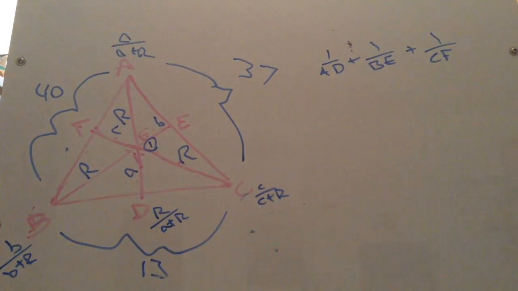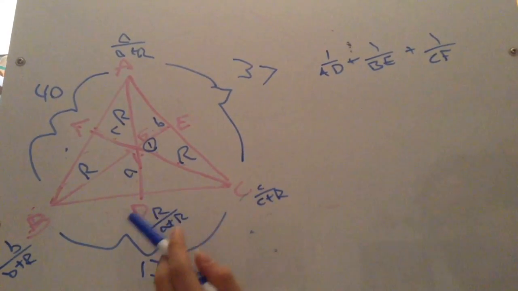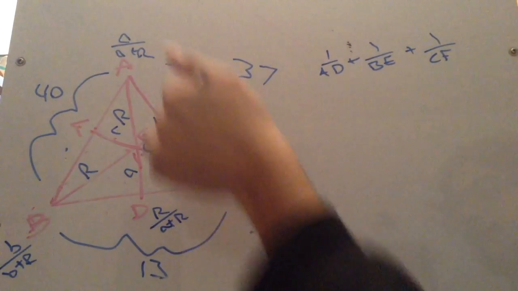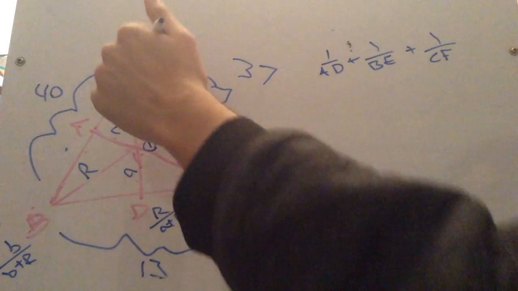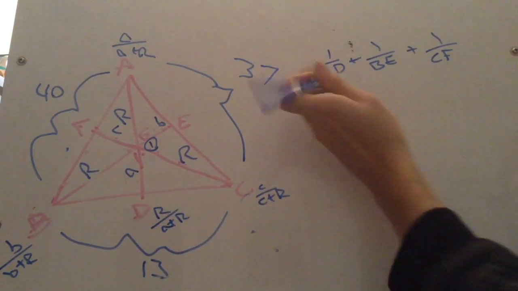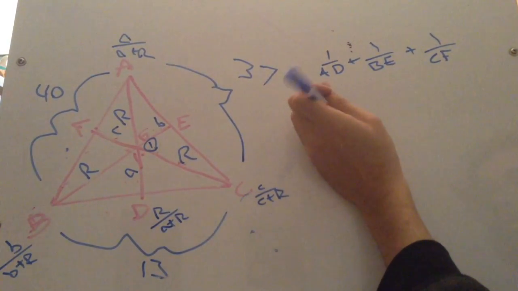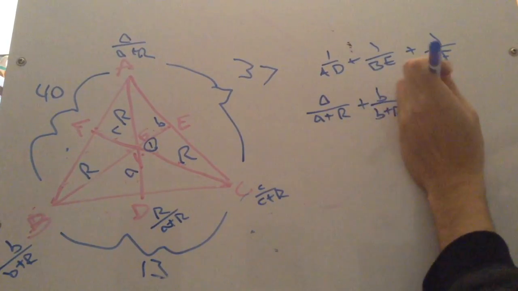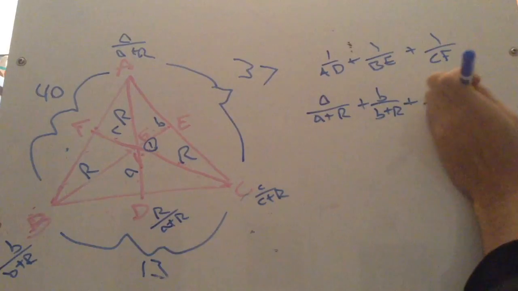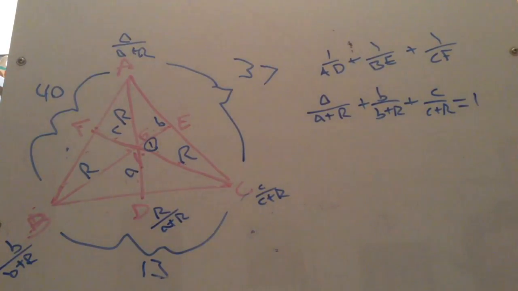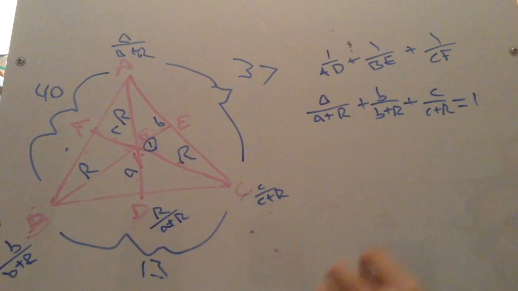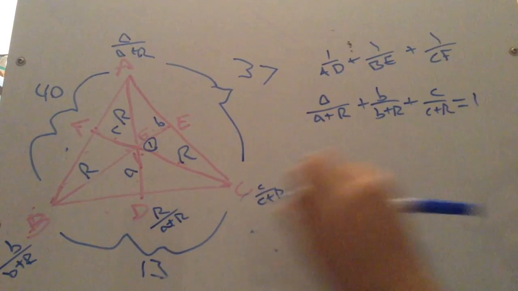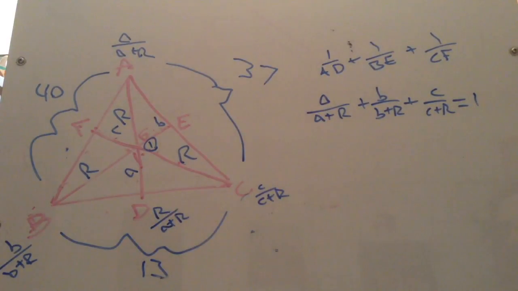Now we can do something pretty cool. We know that D must be the sum of B and C, and G is the sum of A and D. Therefore, G is the sum of A and B and C. So we're given that a over a plus R plus b over b plus R plus c over c plus R is equal to 1. Now, this is close because a plus R is AD, b plus R is BE, and c plus R is CF. But we're not quite there yet because we have these annoying terms up top.